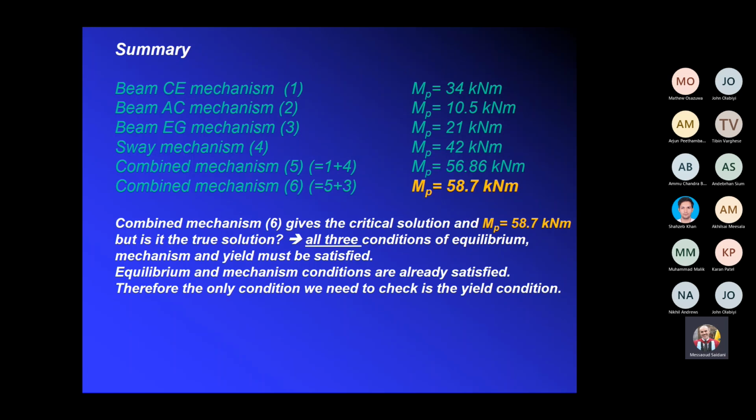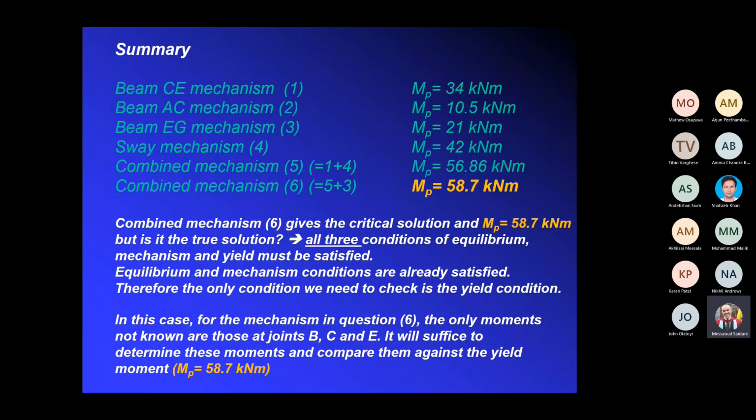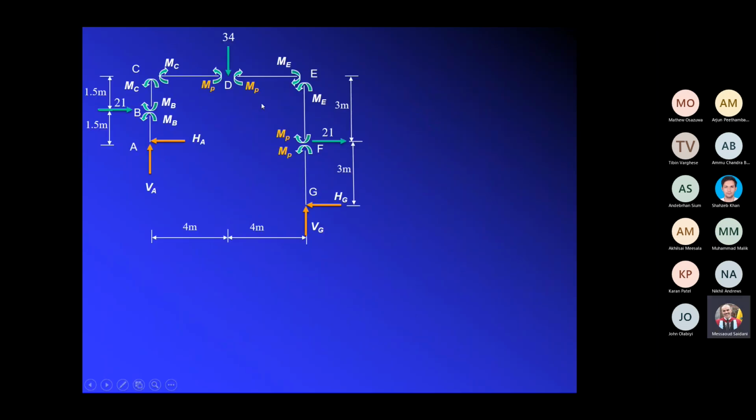Essentially, it's very simple. All you need is to take a number of cuts and do some equilibrium conditions, and then you find the moments. Okay, what I've done here, this is the mechanism itself, with showing all the moments. So we have MP and MP at D and F. We have 0 moment at A. We have 0 moment at G. And the only moments that we need to determine, sorry, I forgot this one as well.